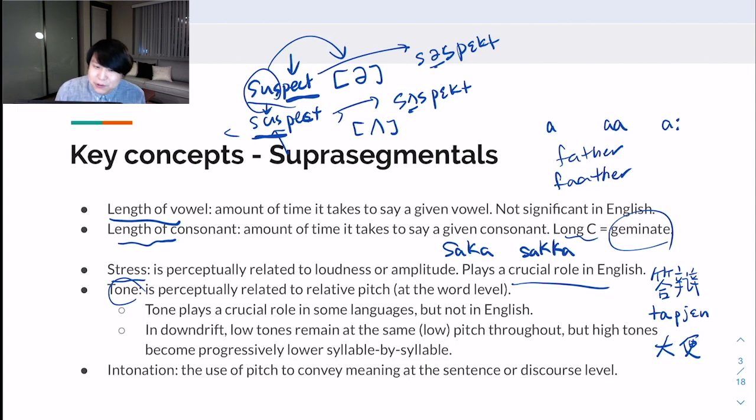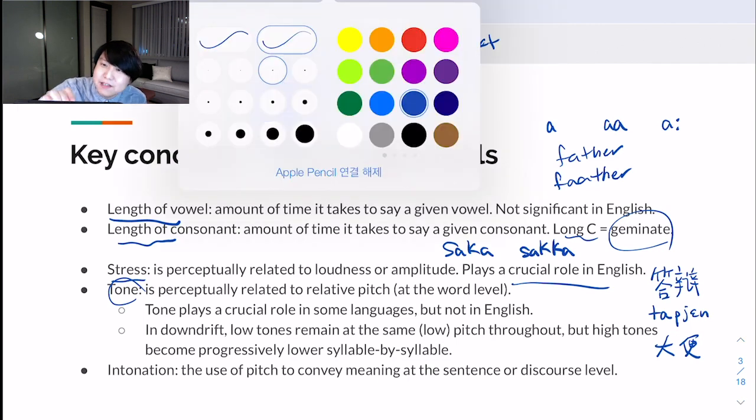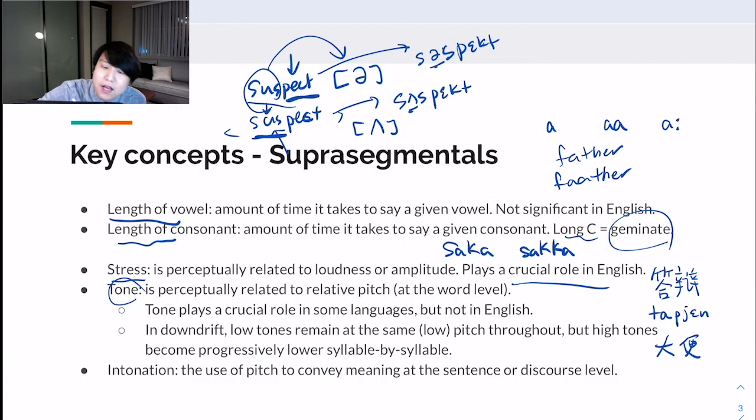It's a true story. And then there's a phenomenon called tonal downdrift. It's a phenomenon where the high tones in a sentence progressively decrease in pitch within a sentence. And the last suprasegmental phenomenon we learned was intonation. It's the use of pitch to convey meaning at the sentence or discourse level.